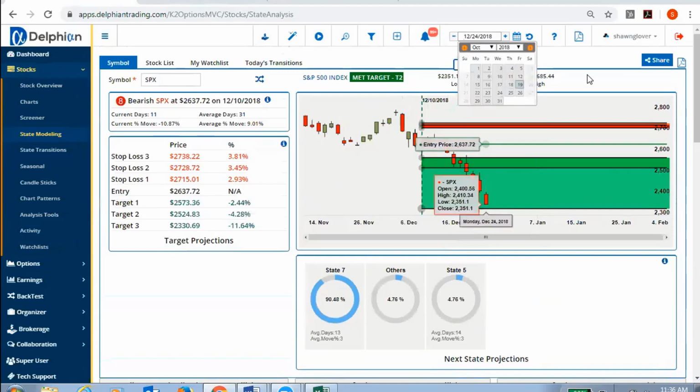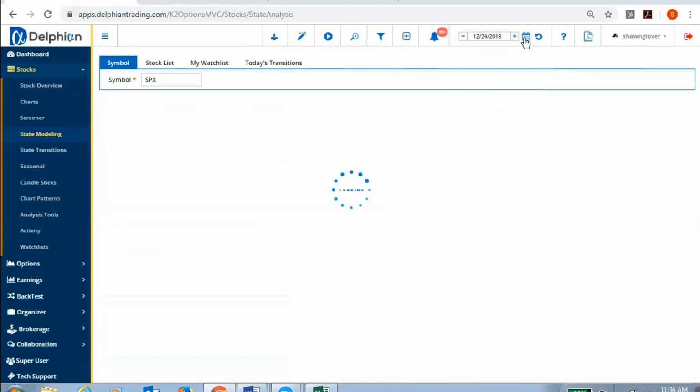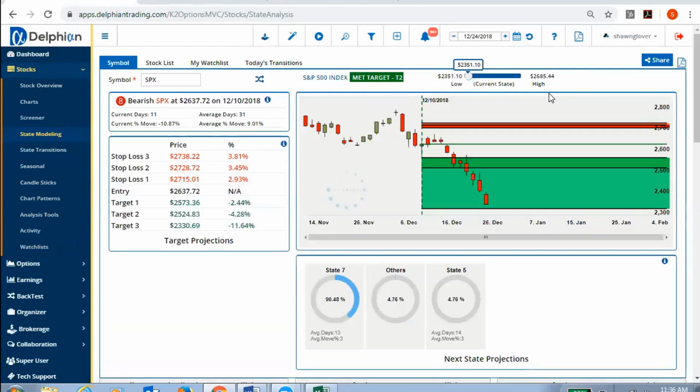Let's go back before you get off that. I noticed you had your targets going negative for bearish, but on the bottom, the next state projection had a 90% chance of going into state 7. It's kind of the opposite. Well, it's a pullback. Anytime it's in state 1, there's a 90% chance it goes into state 2. But you're in state 8, your targets are lower, and state 7 is 90%.